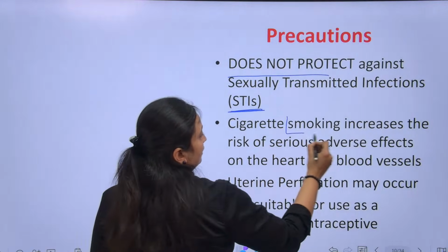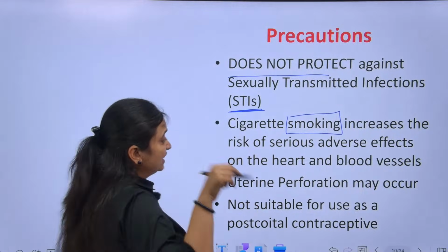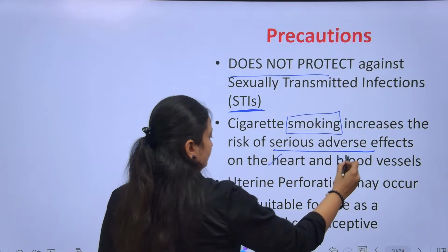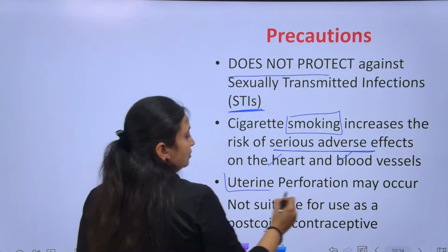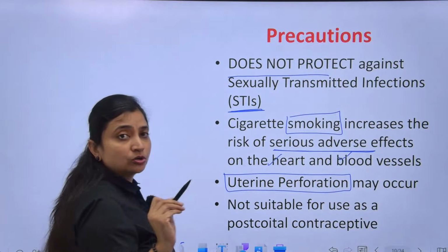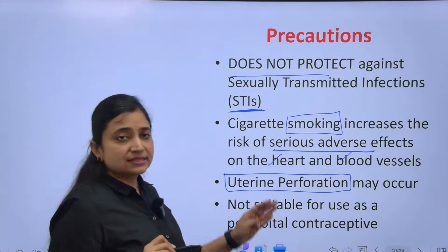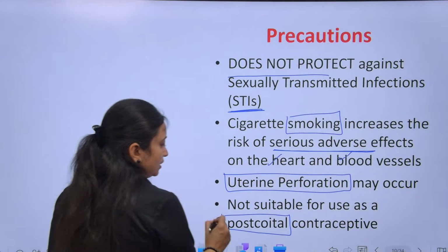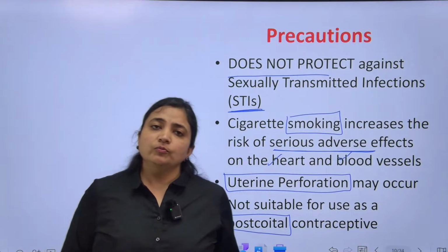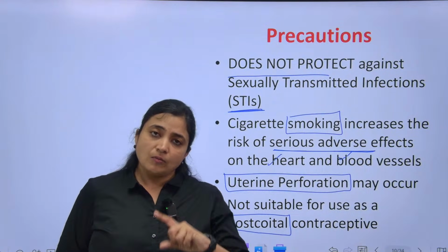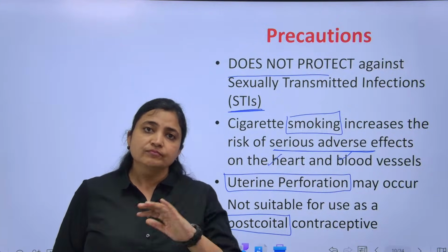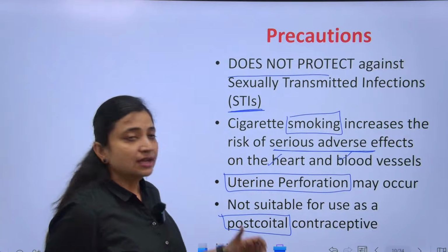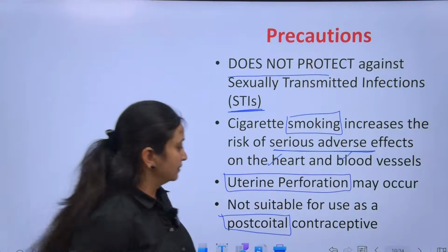Cigarette smoking. Always ask the history of smoking, because it increases the incidence of serious adverse effects of the heart and blood vessels. Uterine perforation may occur. This has to be told to the patient beforehand, that this can be possible. And it is not suitable as a post-coital contraceptive. Why? Because I told you people take it as a copper T also. Copper T can be used as a post-coital contraceptive, but this cannot be used because the mechanism of action is altogether different.